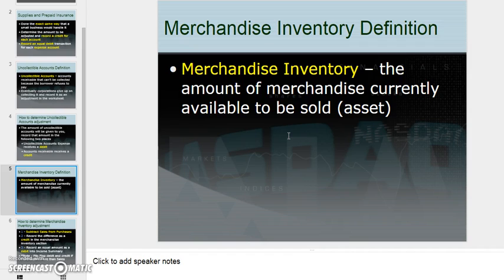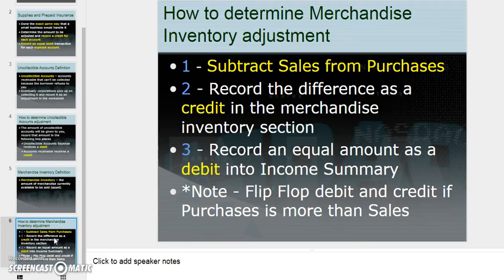Merchandise inventory. This is the current amount of merchandise that we have on hand that we plan on selling to our customers. So merchandise is stuff that you have that you're going to sell to your customers. It is an asset account. To determine merchandise inventory, you have to subtract sales from purchases. And this sort of makes sense if you think about it, because sales is the amount that we have sold, and purchases is the amount that we have bought or purchased. So the difference between those two, the amount that we bought and the amount that we sold, would be how much merchandise that we have on hand.